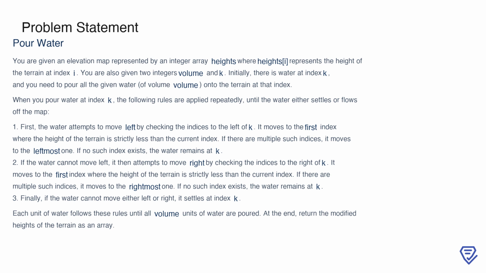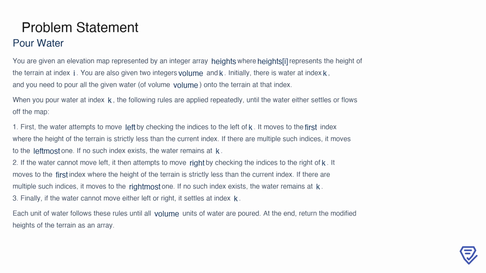specific rules. First, the water tries to flow to the left, looking for the nearest position with a lower height than its current location. If it finds multiple valid positions, it will settle at the leftmost one. If it doesn't find any suitable position to the left, the water then attempts to flow to the right, again searching for the nearest lower height. If multiple options exist, it will settle at the rightmost valid position.